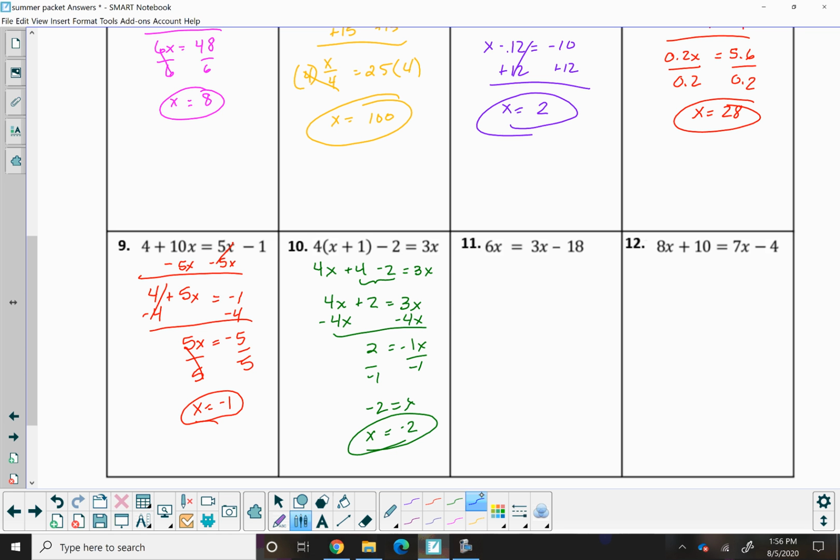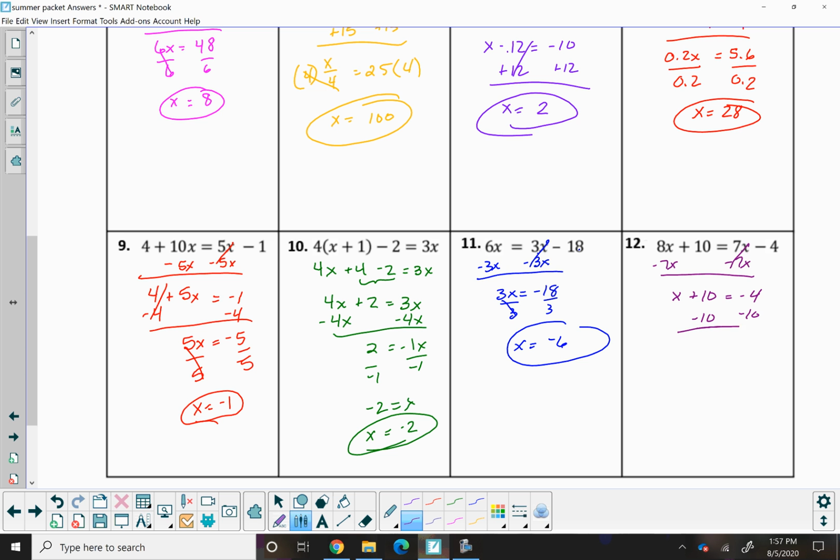Okay, next one. This one, I have a variable on this side, I have variable and constant on this side, so I'm going to subtract 3x. I'm going to get 3x equals -18, divided by 3, divided by 3. I get x is equal to -6. And the last one. This one, I'm going to subtract the 7x. And I know last year I taught you a shortcut, but I want you to write it all the way out. Subtract 10. I get x is equal to -14.